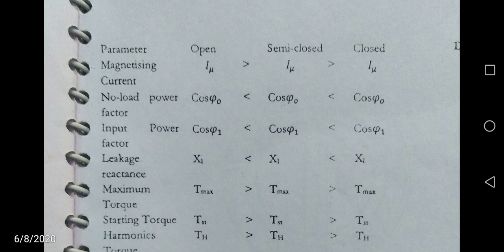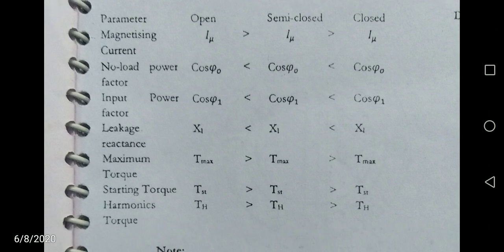Maximum torque, or starting torque, or harmonic torques, all these torques are high for open slot because in an open slot currents are more. When currents are more, the torque is more. Torque is proportional to current. Currents are more in an open slot. In a closed slot, currents are comparatively less than open slot. So in a closed slot, torque developed is less.